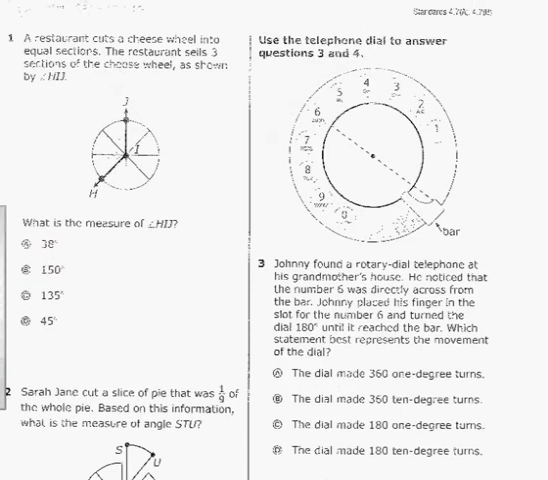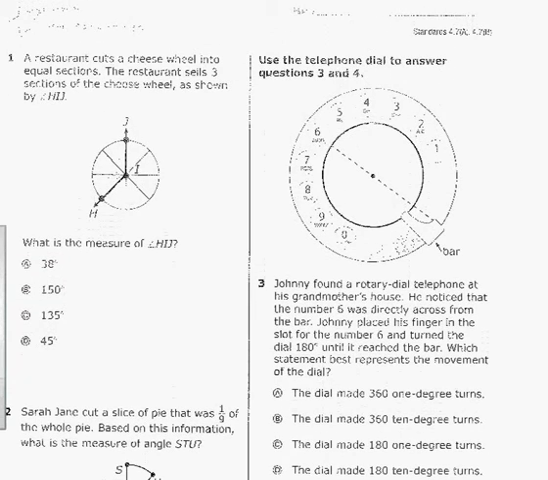Okay. And on the assessment section, question number 1. A restaurant cuts a cheese wheel into equal sections. The restaurant sells 3 sections of the cheese wheel as shown by angle HIJ. What is the measure of angle HIJ? A, 38 degrees, B, 150 degrees, C, 135 degrees, or D, 45 degrees?